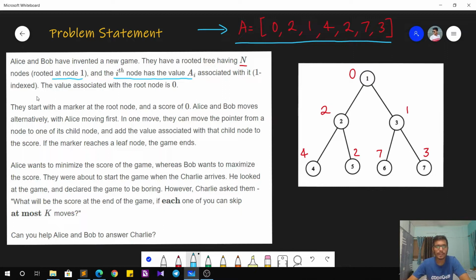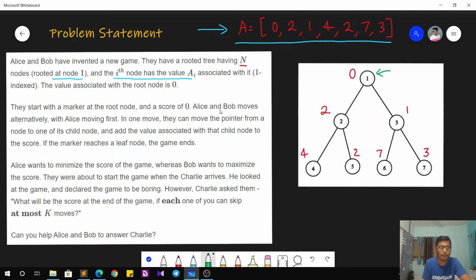Now the game is as follows. They, meaning Alice and Bob, start with a marker at the root node. So let's have a marker with green color and they start at the root node and the score of 0. So the initial score of the game is 0.